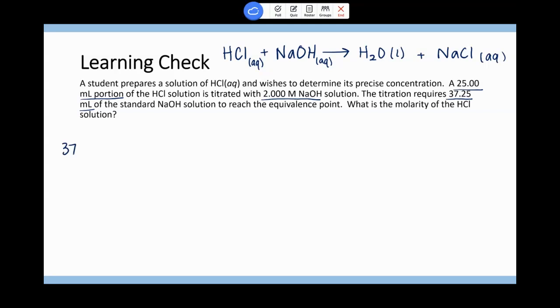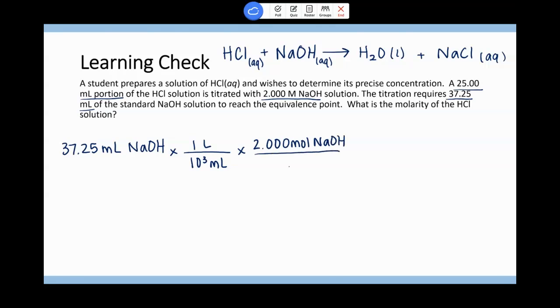So if we start with 37.25 milliliters of sodium hydroxide, this is the amount of titrant that's added. We need to convert milliliters to liters. And then convert volume to moles of sodium hydroxide using its concentration. So 2.000 moles NaOH for every 1 liter. So volume added, converting to liters, and then converting to moles of sodium hydroxide using its concentration. So now we've got moles of sodium hydroxide added.